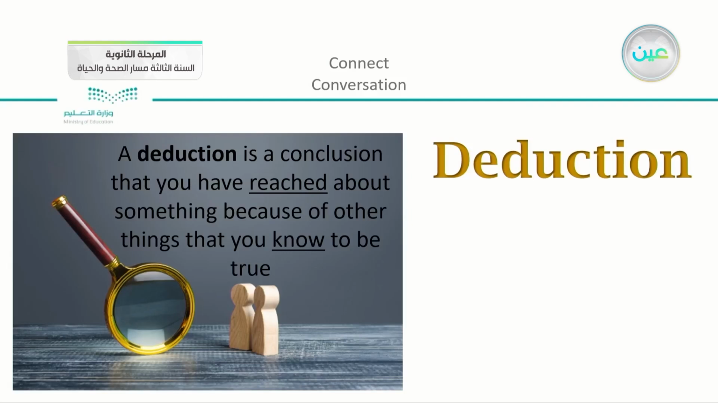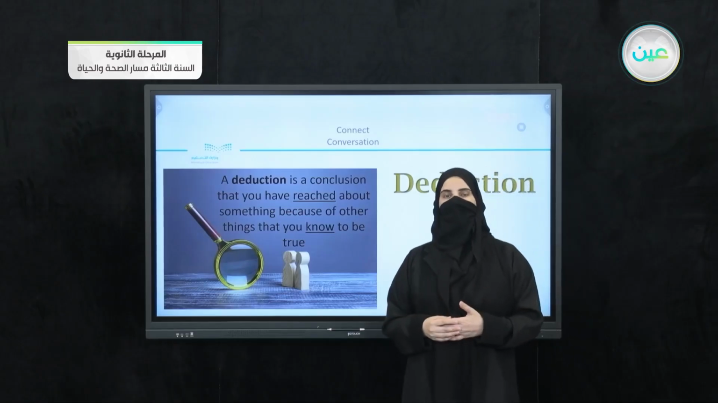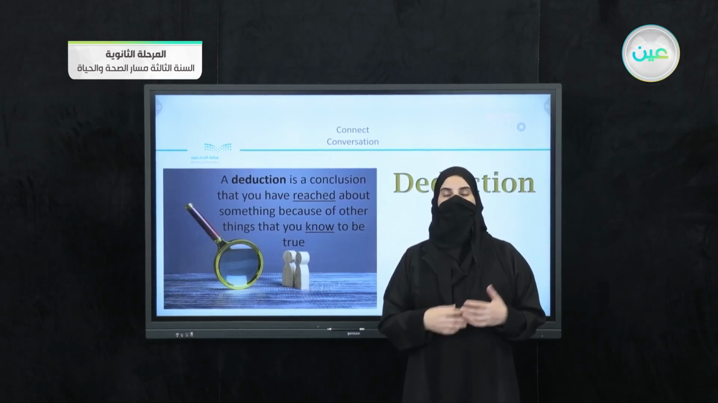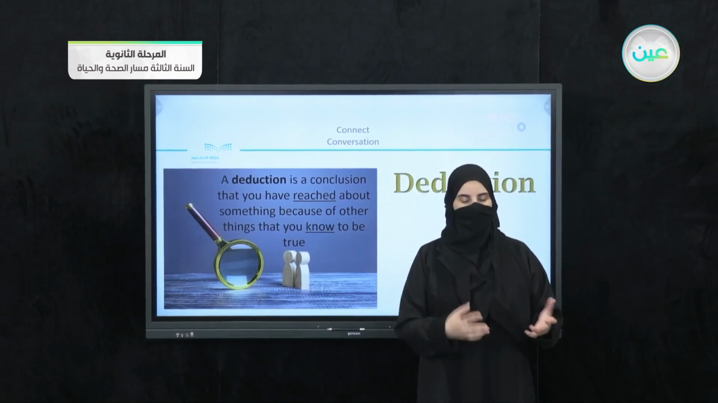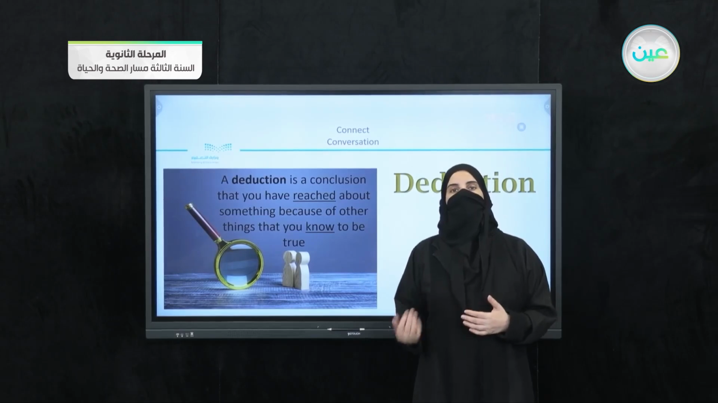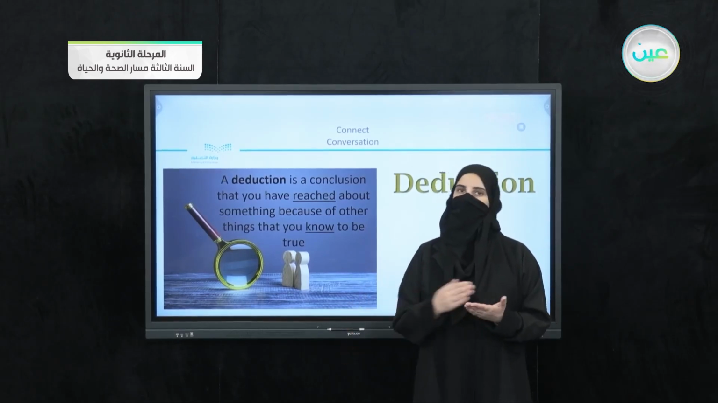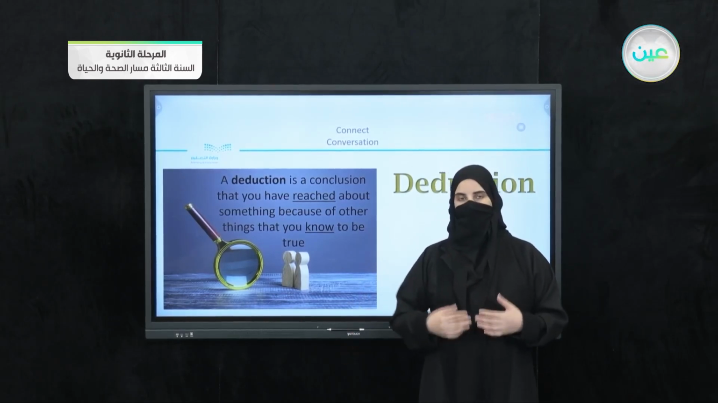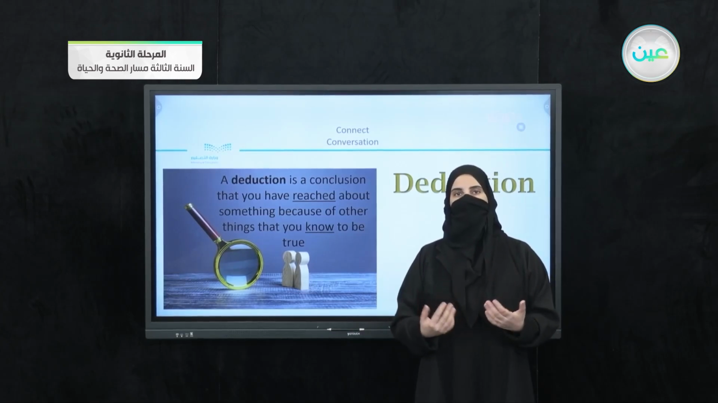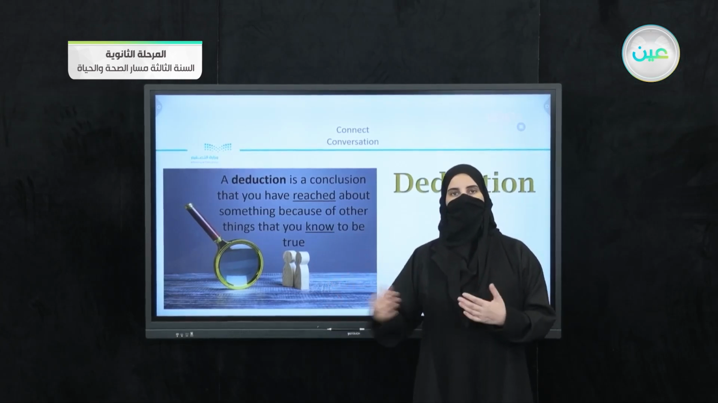We have deduction. A deduction is a conclusion that you have reached about something because of other things that you know to be true. So I deduced that Neda is happy because I saw her face. I deduced that the operation hasn't ended because the doctors are still working. I deduced that the lady is shopping because she has her card. So how did I give my statements here, or my facts? Because I saw some things in front of me.